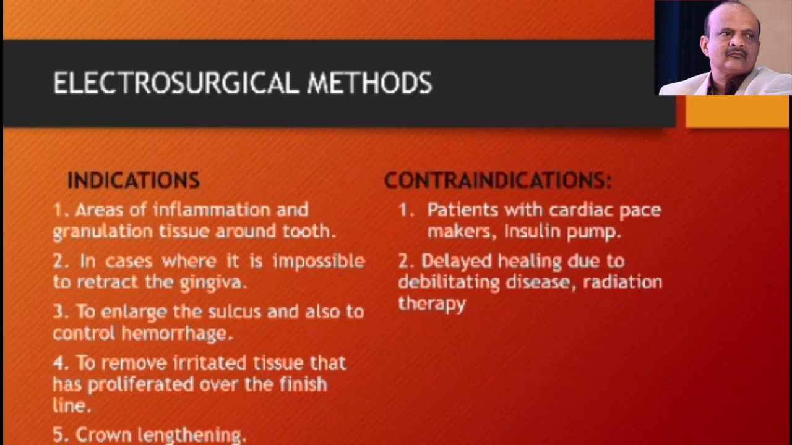The indications for electrosurgical techniques are areas of inflammation or granulation tissue around the teeth, cases where it is impossible to retract the gingiva, to enlarge the sulcus and to control hemorrhage, to remove irritated tissue that has proliferated over the finish line, and in crown lengthening. You are all aware of crown lengthening. Whenever we have a short clinical crown, we tend to do a crown lengthening procedure. So the electrosurgical method can be one of the options.